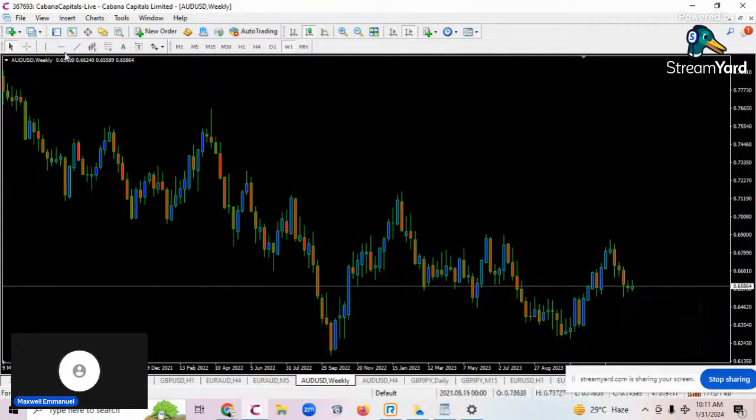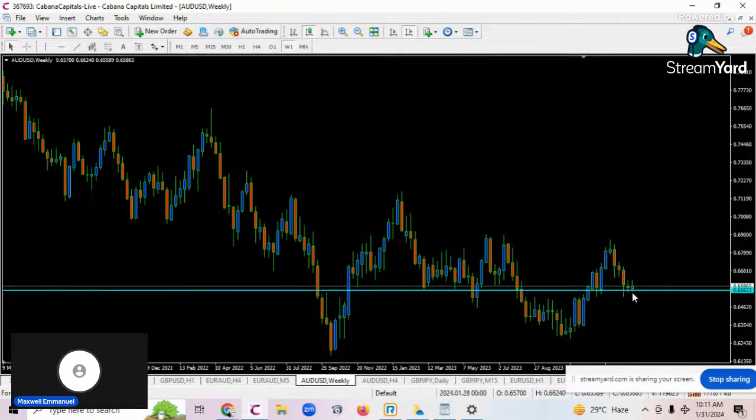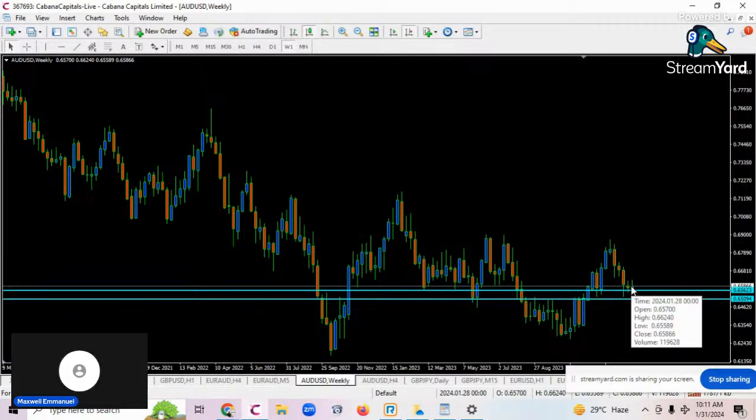Another thing you need to notice here is that a support was formed at this point. Price tested that support, and you can see there is a rejection from that support. So at the moment, demand is increasing.